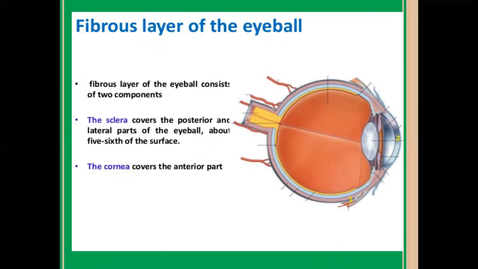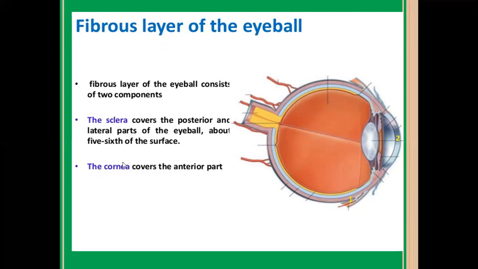And what is the function of the sclera? It maintains the position and shape of the eyeball. This is the eyeball. And in this eyeball, the sclera gives most of the white color of the eye, and its function is to maintain the position and shape of the eyeball.